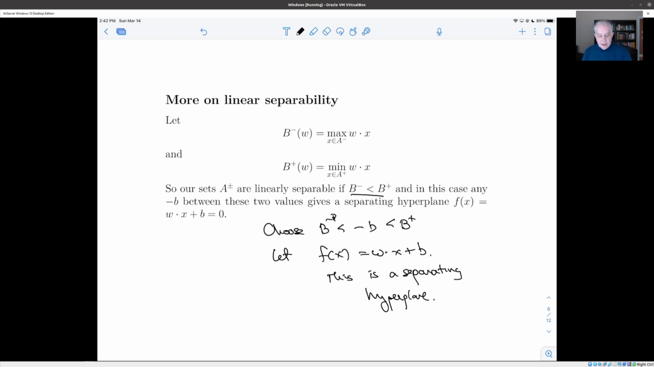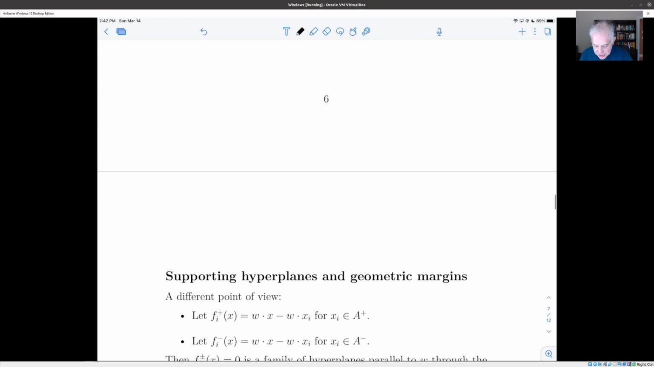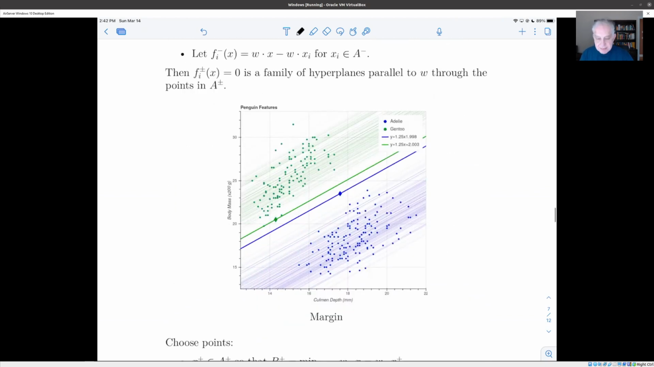Now, let's try to look at this in a more concrete situation. So, remember the penguins. This is the data set of penguins that we looked at, and we're going to do some analysis of this picture to try to figure out what it is that's going on. Let me remind you, we had green dots and blue dots as our two classes, and I had eyeballed a line that separated them. And the line that I had eyeballed was y equals 1.25x plus 2.